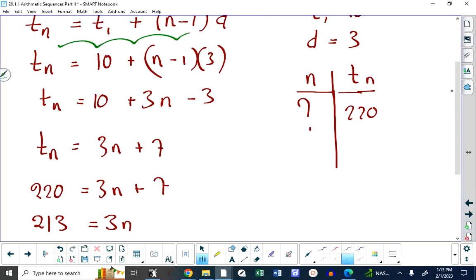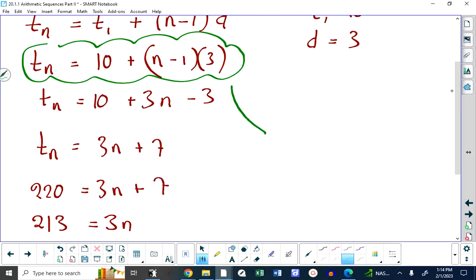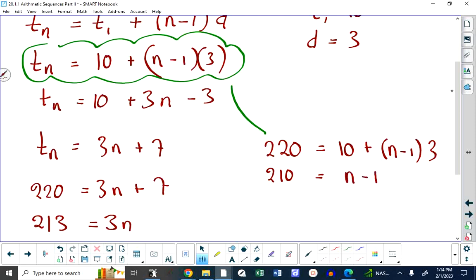However, we could have solved the problem from here. I could have put in for Tn 220 equals 10 plus n minus 1 times 3 and solve that for n. And to do that, I would subtract 10 from both sides first. Then I would divide both sides by 3.